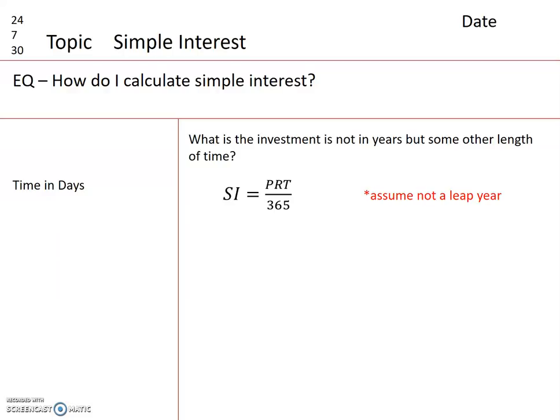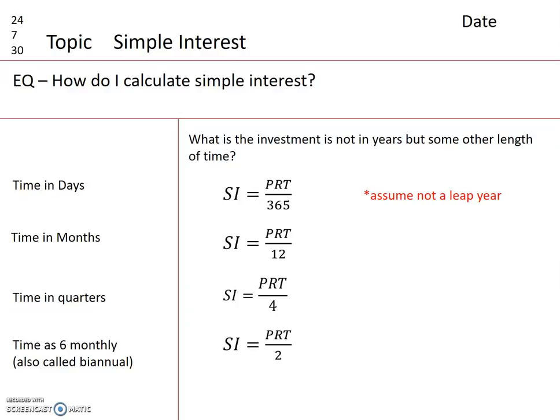So for time in days, we could use our same equation, SI equals P times R times T, divided by 365. Assume not a leap year. We could do time in months over 12, or time in quarters, if the investment is pulled out after 1 quarter of a year, or time as 6 monthly, also called biannual.